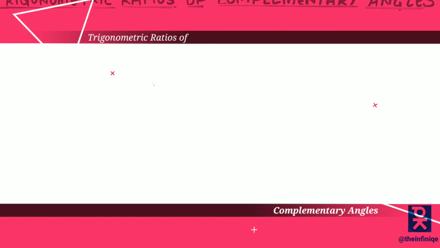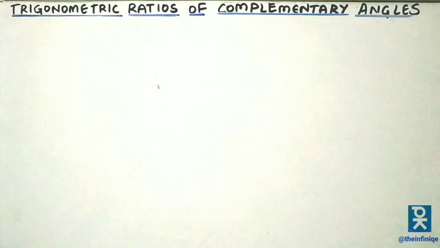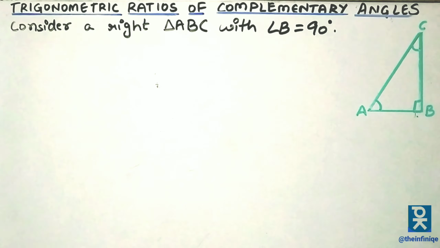Complementary angles. So let's start. For this, consider a right triangle ABC with angle B equal to 90 degrees.